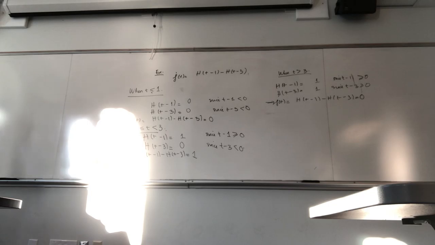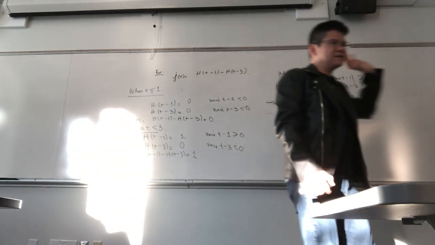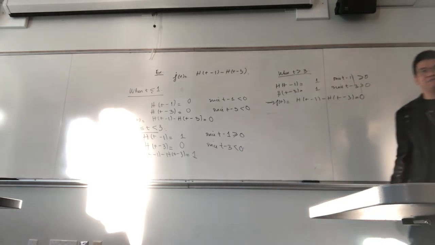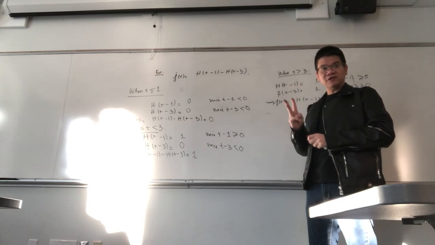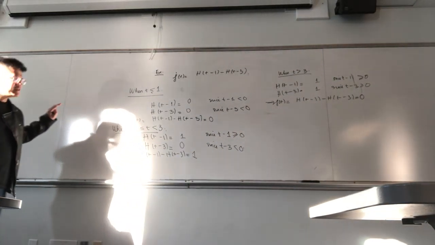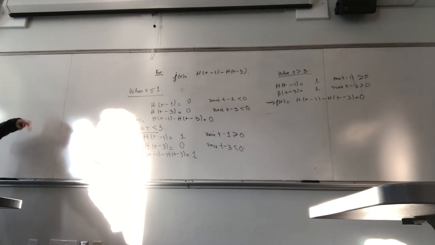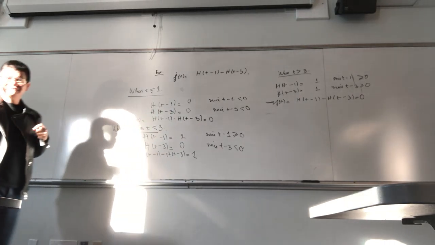Now, I explain again. In this case, we have to compute a value of f of t, and this f of t is the difference between two Heaviside functions, h of t minus 1 and h of t minus 3. We have to consider three cases. In the first case, t smaller than 1. In this case, both Heaviside functions are 0, because this falls into the negative case, right? Because both of them are 0, f of t is 0.